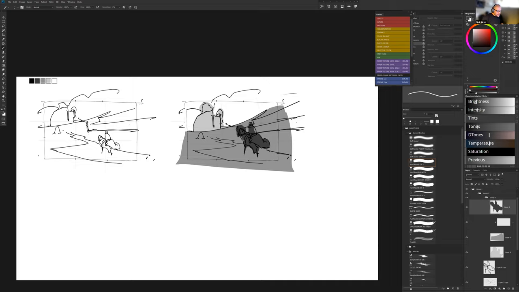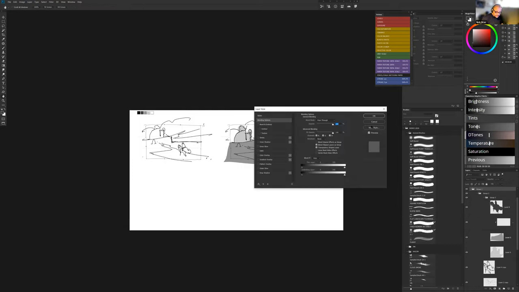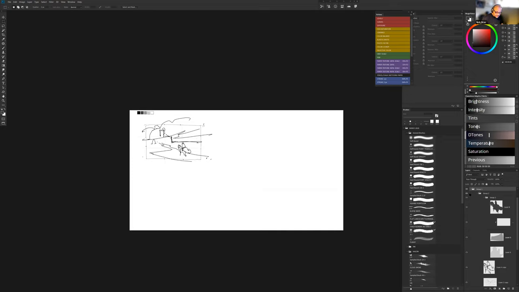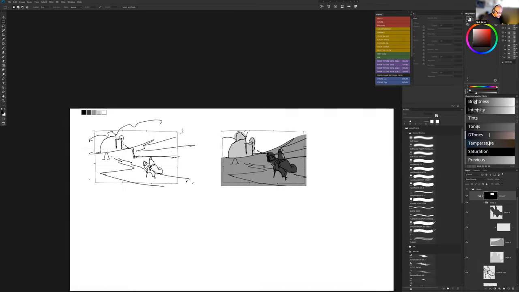Remember during the beginning of the lecture when I was talking about making sure that things read from foreground, middle ground, and background? So the foreground is the character right here. The middle ground is the ground that he's standing on, and the background is that structure in the distance. Okay. So let me just put a mask on this to keep it all clean. And I'm doing it on the actual folder.